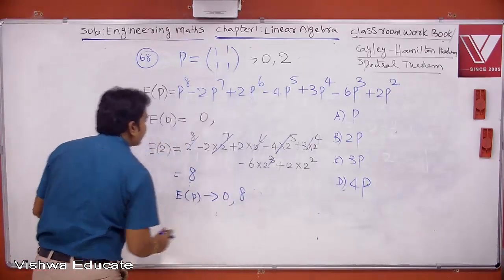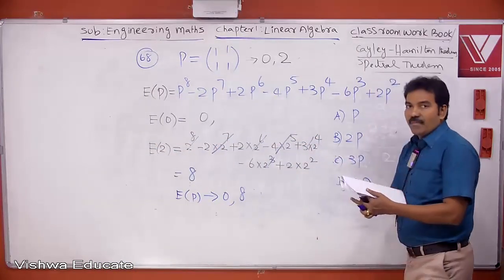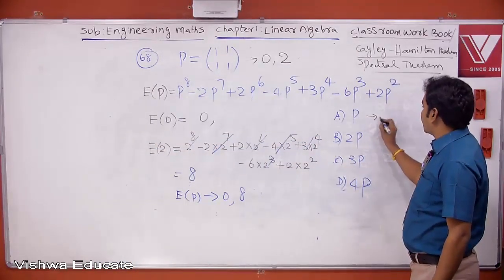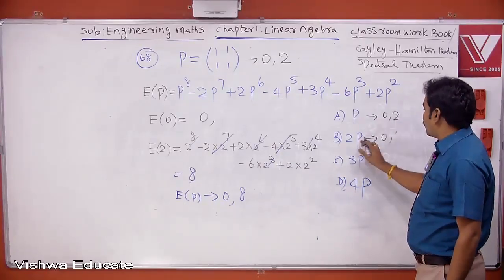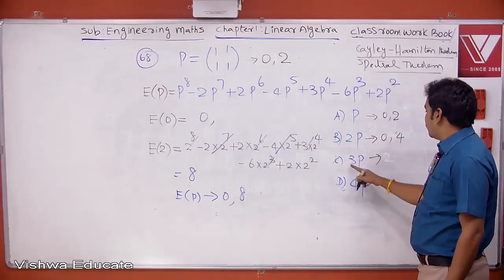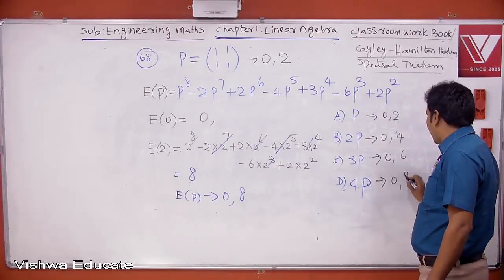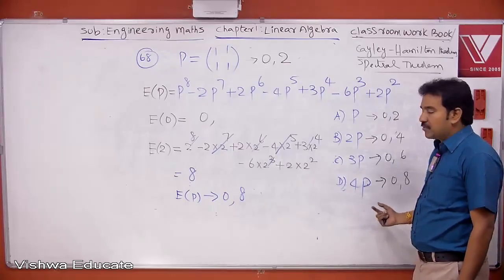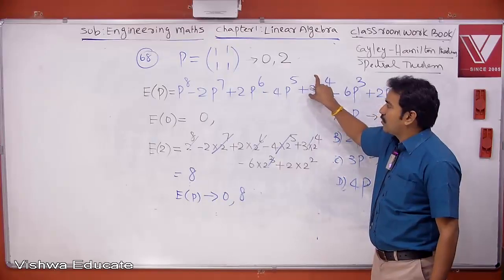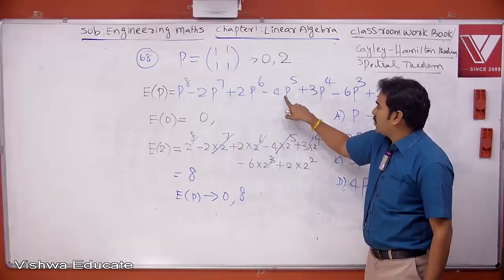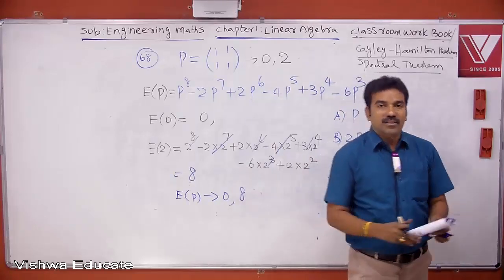Therefore the eigenvalues of E of P are 0, 8. Now let us find the eigenvalues of the options. For the first option the eigenvalues are 0, 2. For the second option, 2 into 0, 2 into 2, which is 4. For this, 3 into 0, 3 into 2, 6. Only the last option has eigenvalues 0, 8, which match with the eigenvalues of this complicated expression. Therefore this is nothing but 4P. Therefore option D is right. Note this.